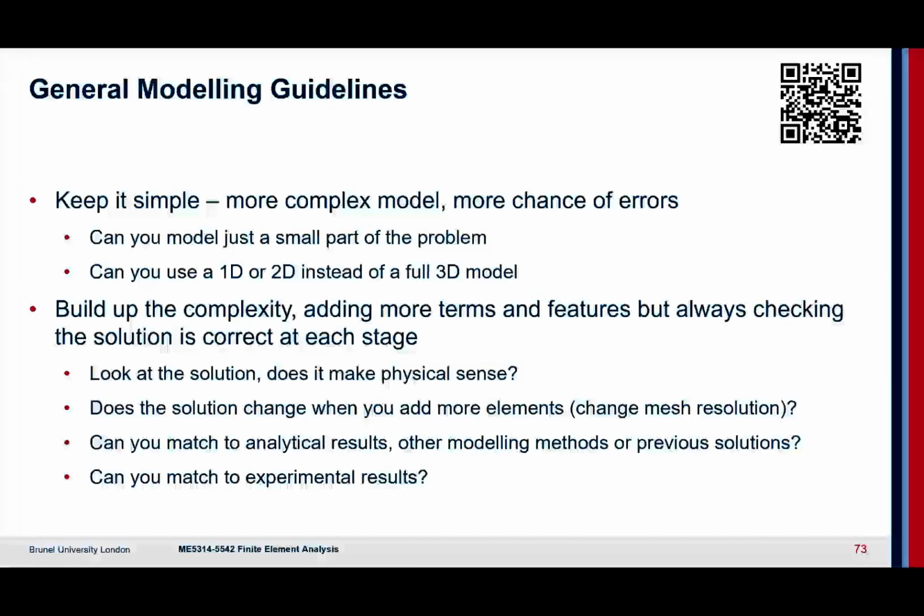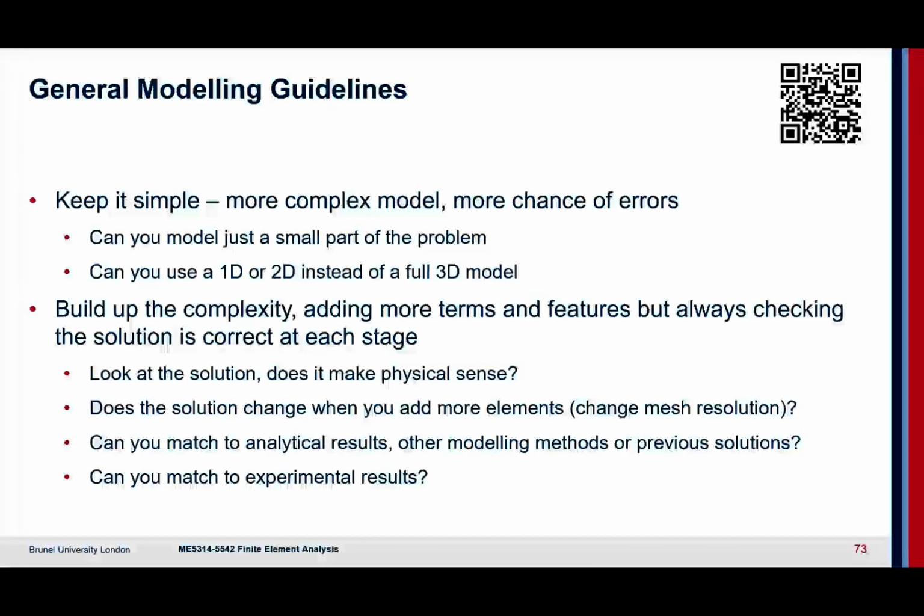So we talked a lot about the physical interpretation of things. Can you apply a case with just a sliding top wall? Do you get a linear solution? Does it make physical sense? Is that what you expect to see? If you do this, you identify not only errors in your code and bugs, but you also identify maybe points where the model you're using is not correct. So the simpler the problem, the more chance you'll spot errors. Does the solution change when you add more elements? And I'll talk a bit more about this in a sec.